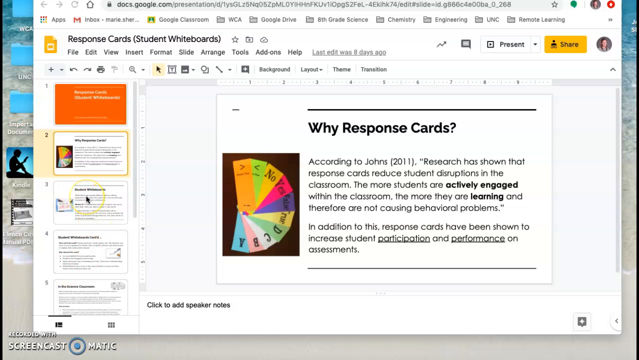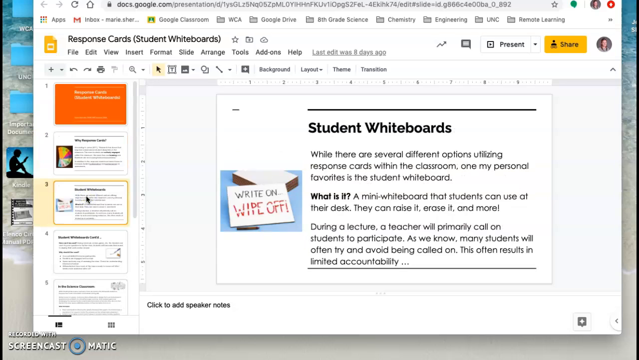Although response cards can come in multiple forms, for example, a whiteboard, a clicker, or a ticket, so picture a green, yellow, red ticket, the one that I did decide to focus on for this assignment was student whiteboards. This is something that I have used in my class and I do so frequently. So I'll talk a little bit about how I use this adaptation and then other suggestions for using it. Of course, we all are probably familiar with what a whiteboard is.